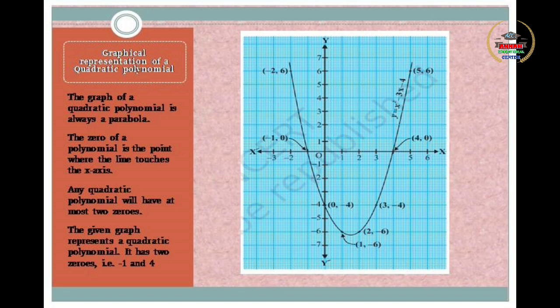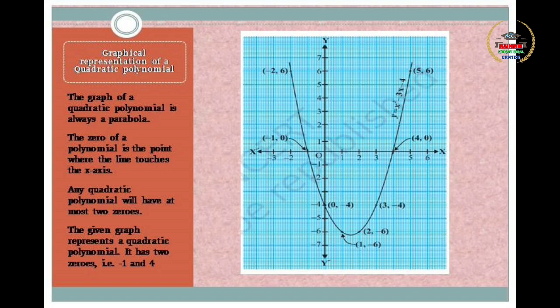the parabolic curve is touching the x-axis in two distinct points. So it has 2 zeros. What are the zeros? It is touching the x-axis at the points minus 1 and 4. So the zeros are going to be minus 1 and 4.